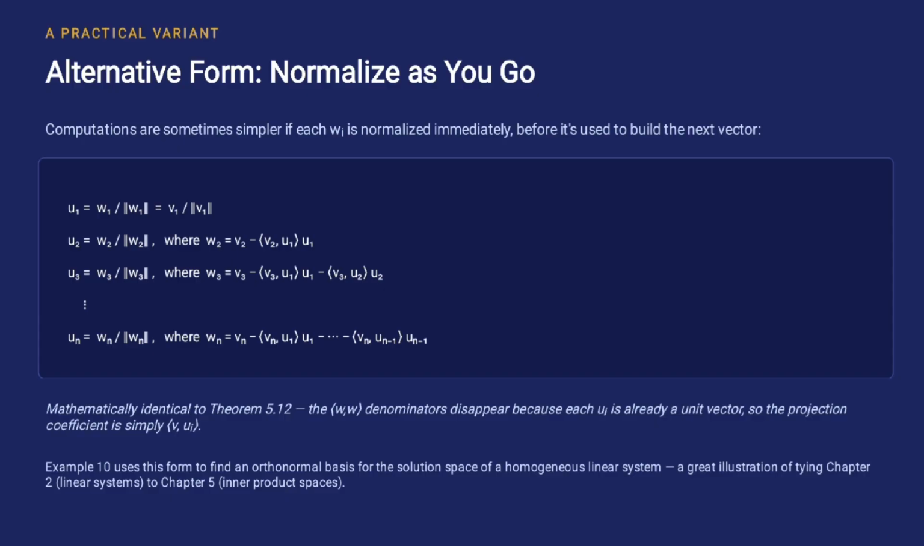So this slide presents another version of the Gram-Schmidt process. Instead of waiting until the end, we normalize each vector immediately after computing it. Since each previous vector is already a unit vector, the projection formulas become simpler because the denominator is no longer needed. Both methods produce the same orthonormal basis. The only difference is that this version is often easier to compute.